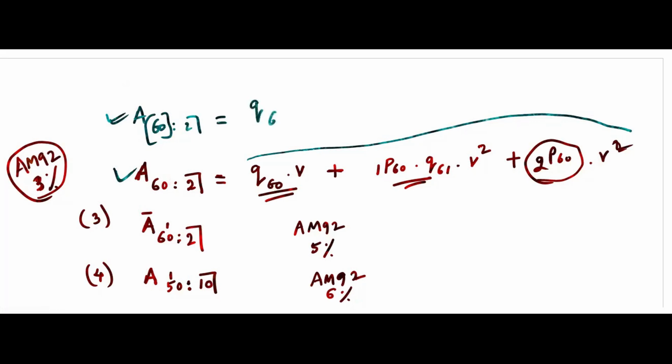Q60 V plus 1P 60 under brackets. Q61 V square plus 2P 60 under bracket. Sir, 60 under bracket, 2P 60 under bracket, V square. But here you didn't say anything. Sir, first term. Hmm? Sir, P is not there.